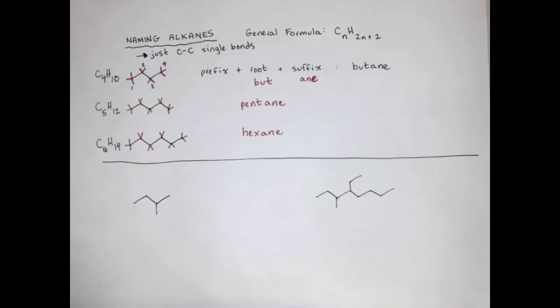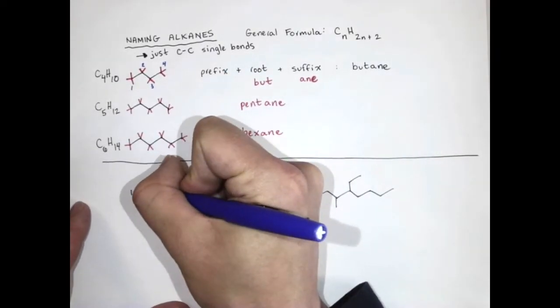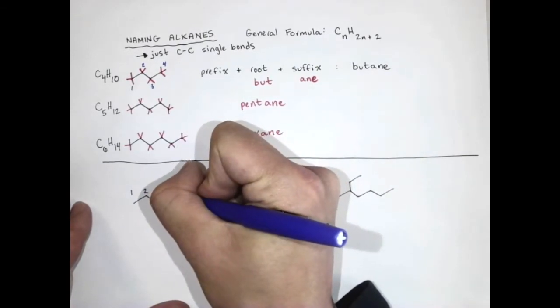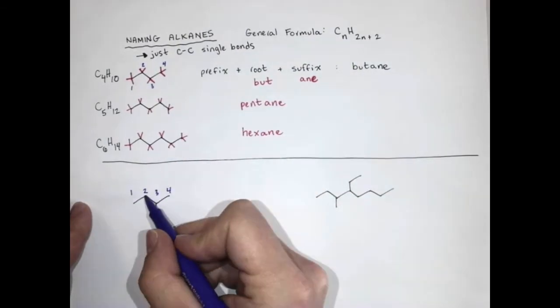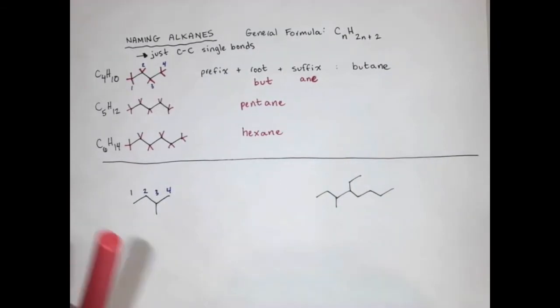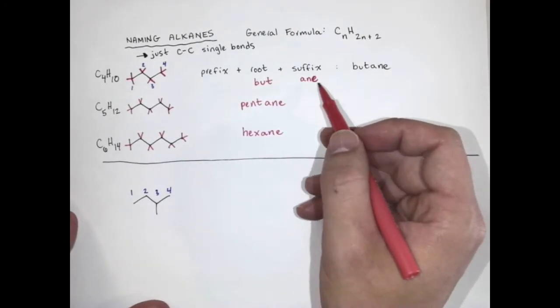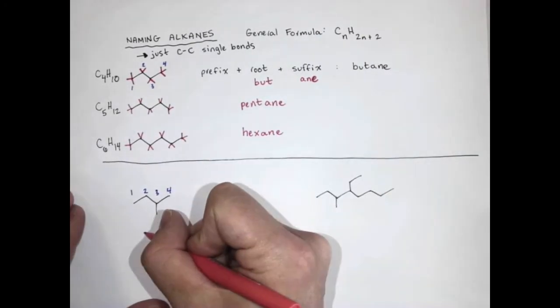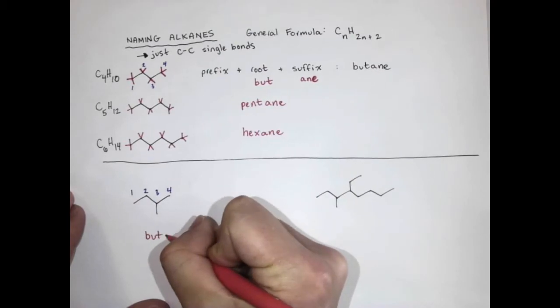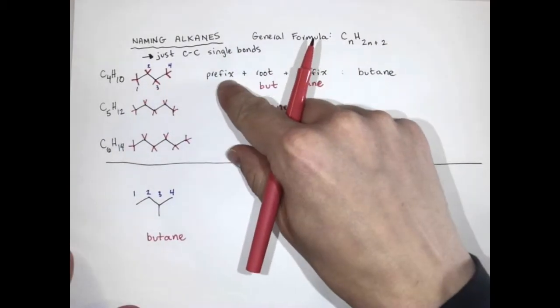So first off, let's look at how many carbons we have in the chain. So I got 1, 2, 3, 4. I've got 4 carbons in the chain. So that tells me that my root is but. The suffix should be ane. So it's going to be but. I know it's going to be butane something. But now here comes the prefix.